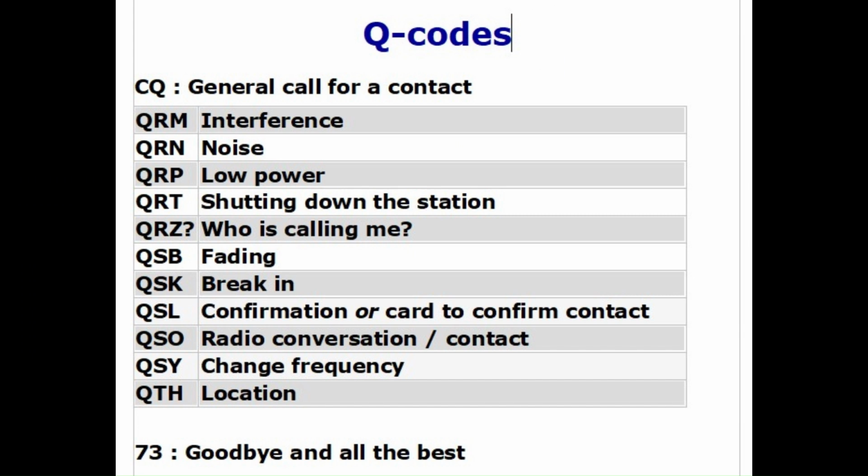Okay, so the Q codes, here they are. Here's a list of them. I've got them written down here. CQ, that's a general contact. QRM, interference. QRN is noise. QRP, low power. QRT, shutting down the station. QRZ, who's calling? QSB, fading. QSK, breaking. QSL, confirmation. QSO, radio conversation. QSY, change frequency. And QTH, your location. 73s means goodbye, and I'm not saying 73s yet.